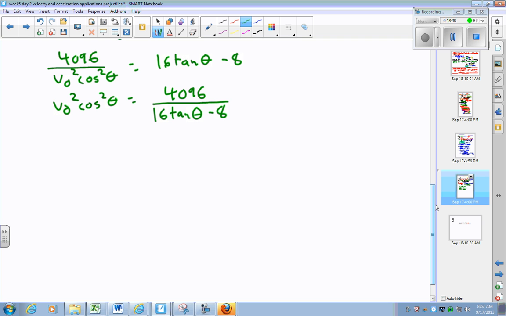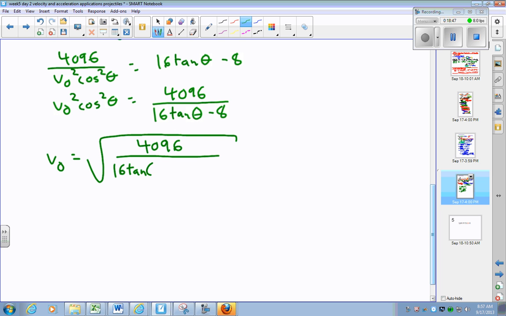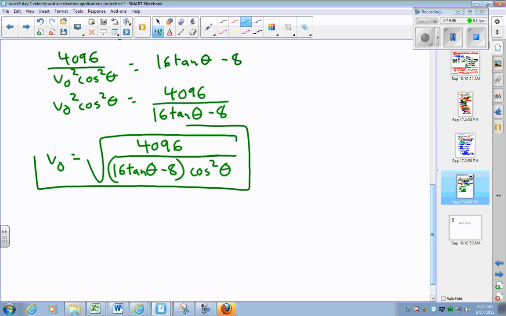And finally, you can say v naught equals the square root of 4096 on top, 16 tangent theta minus 8 times cosine squared theta. And you could simplify a little bit. Maybe that 4096 simplifies in the square root. The cosine squared obviously just pops out a cosine on the bottom. But for right now, this is perfect. I'm going to leave it like this.